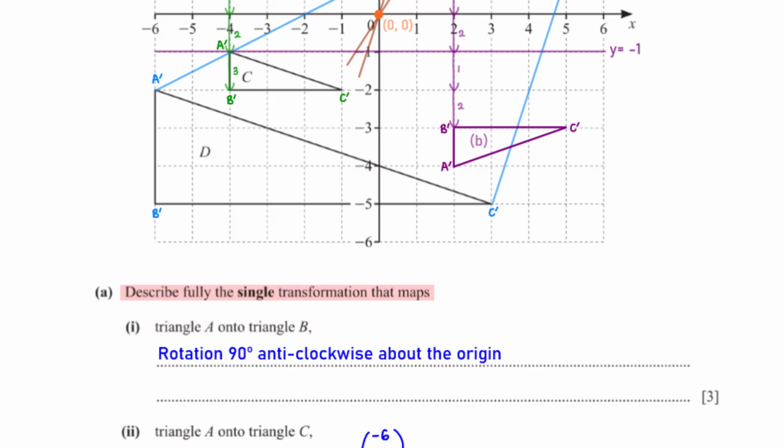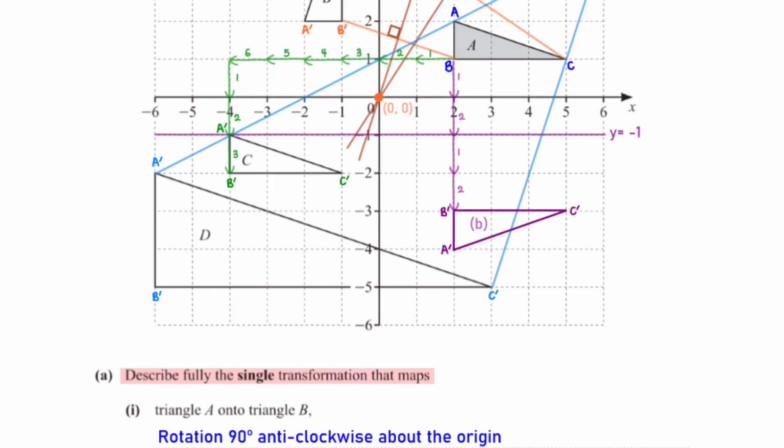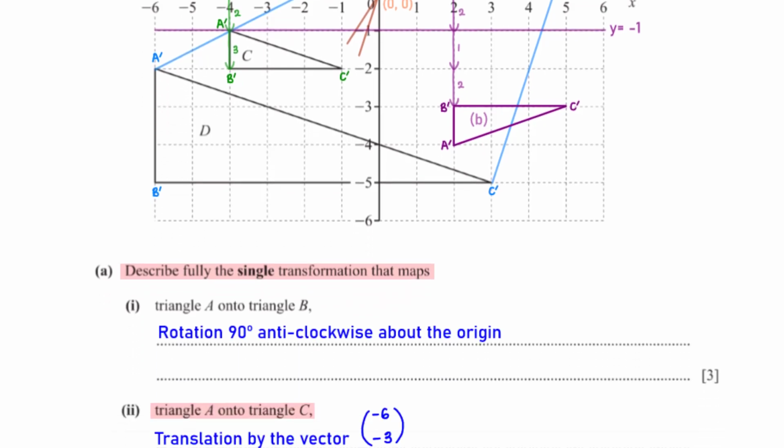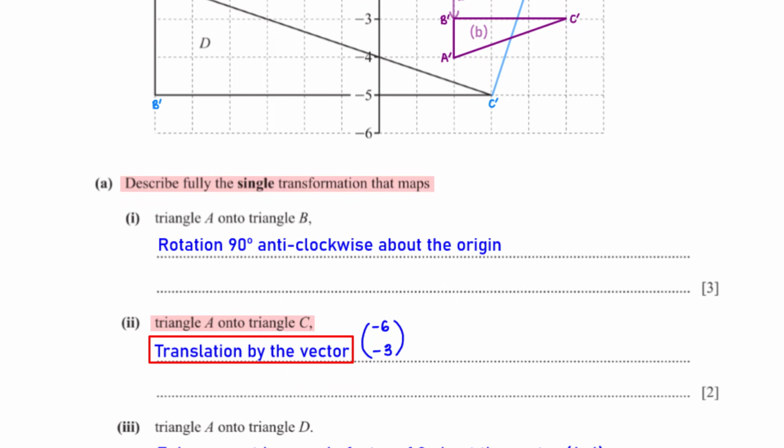Describe fully the single transformation that maps triangle A onto triangle C. When we look at triangle A and its image triangle C, we can tell straight away that this is a translation because both triangles have exactly the same size and orientation. The only difference is that they are located on different parts of the grid. So now all we need to do is find the translation vector. From the illustration, we see that the translation vector is (-6, -3), and so the full description for the transformation would be translation by the vector (-6, -3).